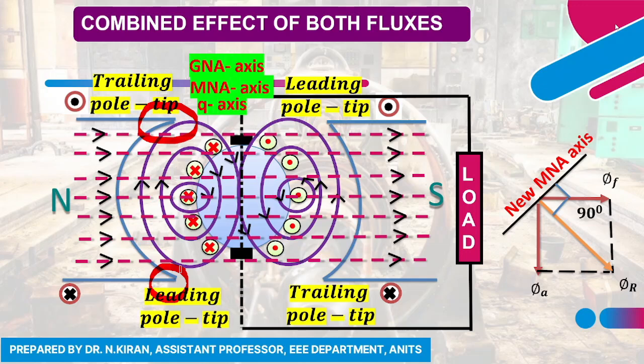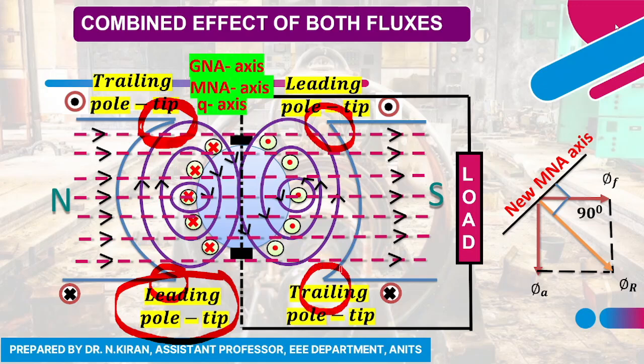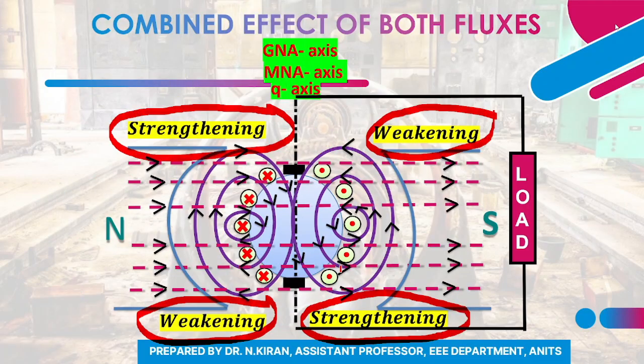When the armature is rotating, this pole tip will come first, that is why it is called the leading pole tip, and this pole tip will come later, so it is called the trailing pole tip. If I consider this pole tip under the south pole, it comes first, so it is the leading pole tip, and this pole tip under the south pole comes later, hence it is called the trailing pole tip. So we can say that at the trailing pole tips my flux is getting strengthened, and at the leading pole tips my flux is getting weakened.